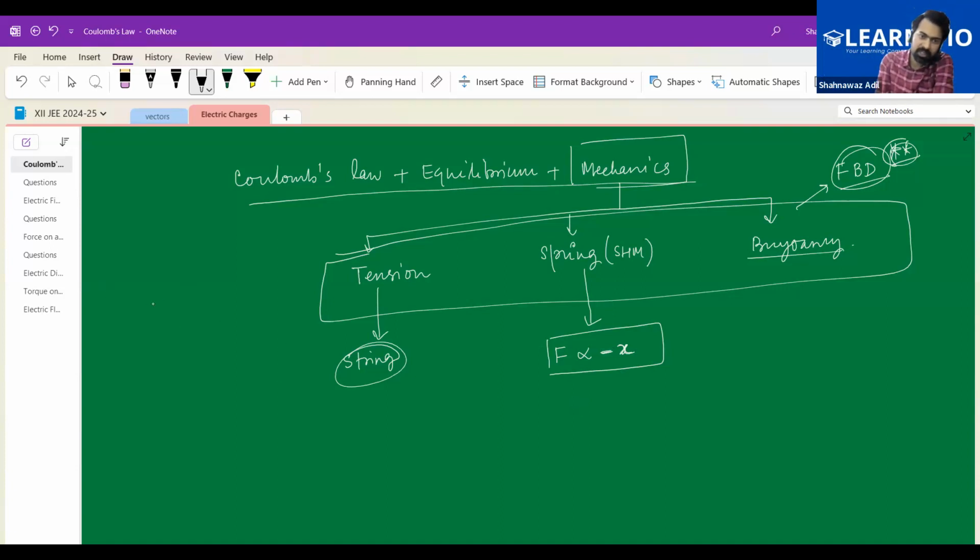So let me just recall. Let's say we have this spring, and some mass is attached, and then we pull this spring. Let's say we pull this spring x distance. So we have pulled this spring in here. In this direction we have displaced this thing, but the restoring force, the direction of the force, would be where?